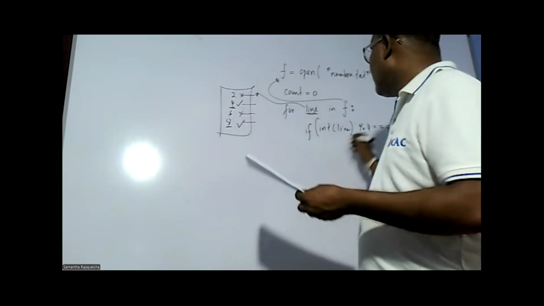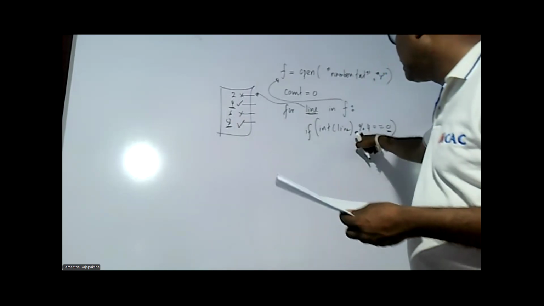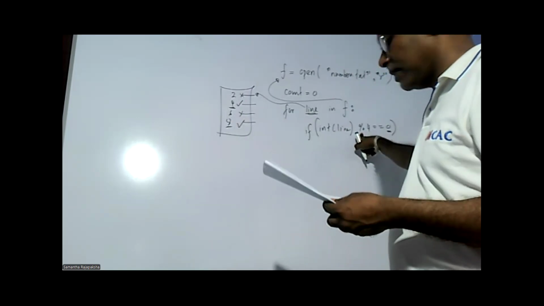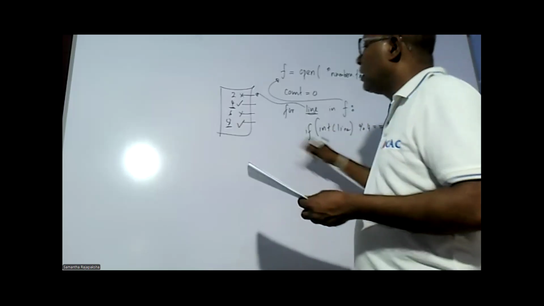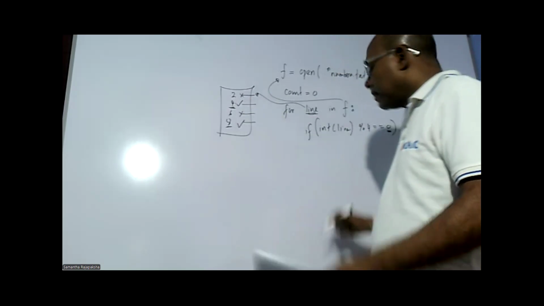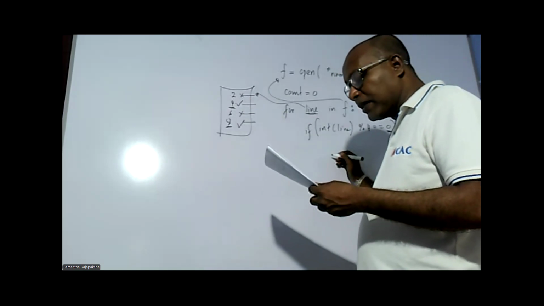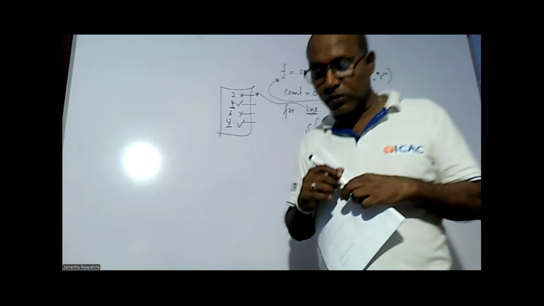These are the ones where, when you divide by 4, the answer is equal to 0, because this modulus operator will give the remainder. So when the number is divided by 4, the remainder is 0 only for 4 and 8. Therefore, there are two numbers. That means the count should be equal to 2.